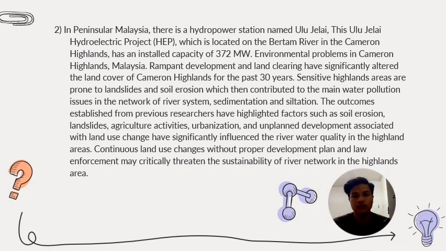Sedimentation and siltation. The outcome established from previous researches has highlighted factors such as soil erosion, landslide, agriculture activities, urbanization, and unplanned development associated with land use change, which have significantly influenced the river water quality in the highland areas. Continuous land use change without proper development plan and law enforcement may critically threaten the stability of the river network in the highland area.